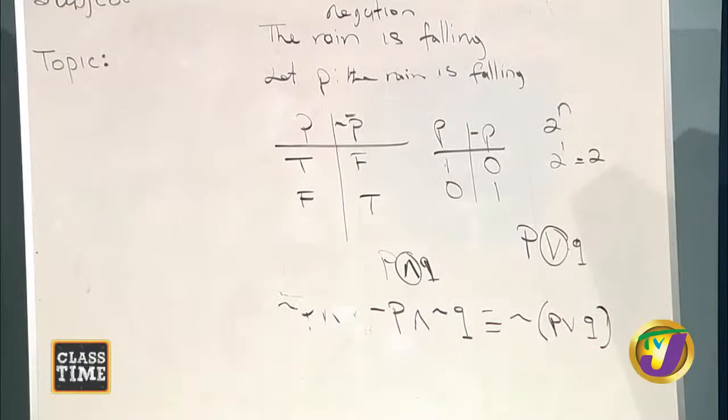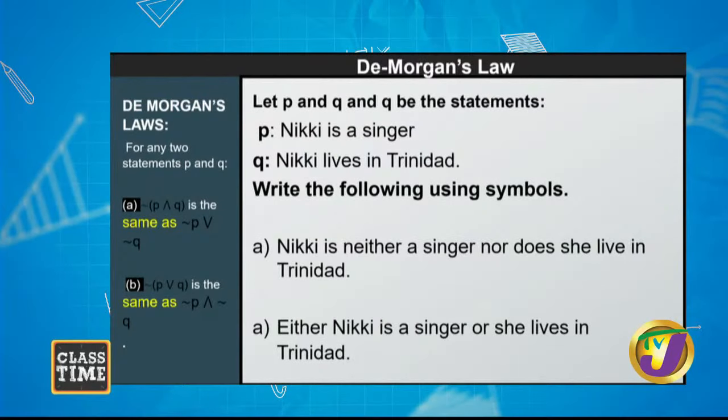Likewise, either Nikki is a singer or she lives in Trinidad. Look at it: the word either comes back to the word or. Either I live in, or I'm a singer, and the key word is or. So we know the word or.